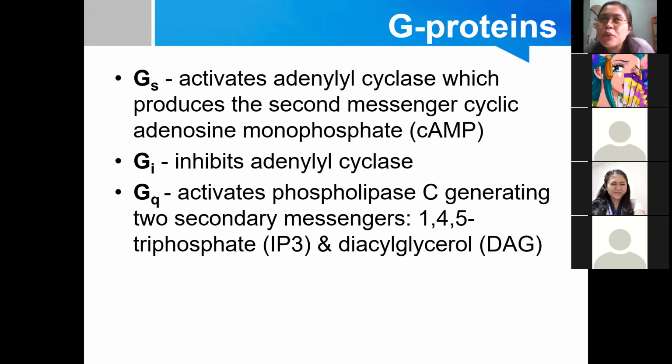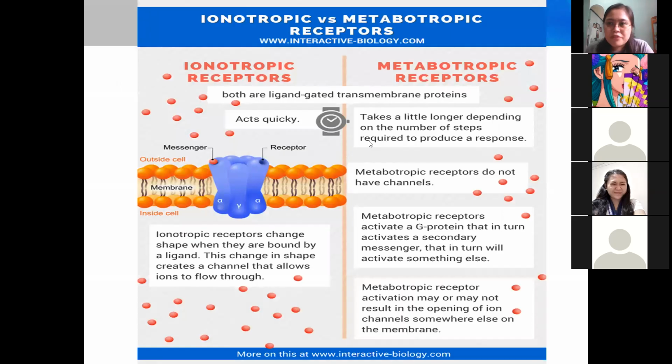When you see a mechanism of action involving cAMP or IP3 or DAG, it's a class 2 receptor. GQ activates a different enzyme, phospholipase C. And since a different enzyme is activated, a different secondary messenger is produced. We have two: the first one is inositol 1,4,5-triphosphate, or IP3, and diacylglycerol, or DAG. Okay? So let's wrap up before we take a break.